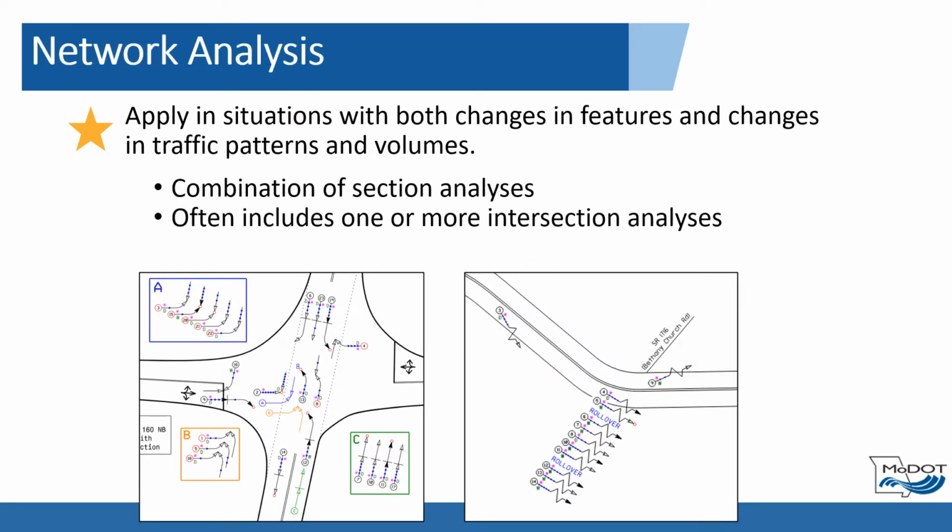Network analyses are ideal for situations with both changes in features and changes in traffic patterns and volumes. Network analyses are a combination of section analyses, often with one or more intersection analyses too. An example would be the closing of at-grade crossings while adding a new interchange. This would likely cause traffic to reroute through a network of sections and intersections, which need to consider not just the proposed changes in features, but also the changes in traffic patterns and volumes.